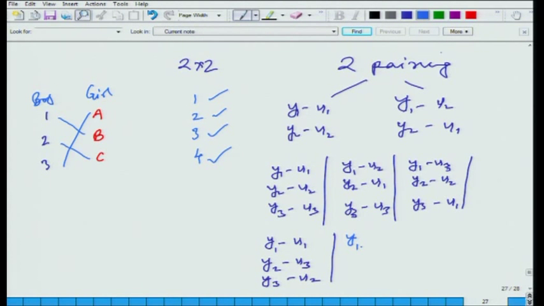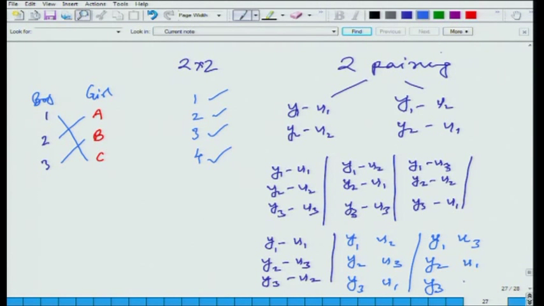y1 u2, y2 u3, y3 u1, y1 u3, y2 u1, y3. So, these are the 6 possible combinations, pairings, couple pairings that are possible, input output pairings, boy girl or input output pairings that are possible.